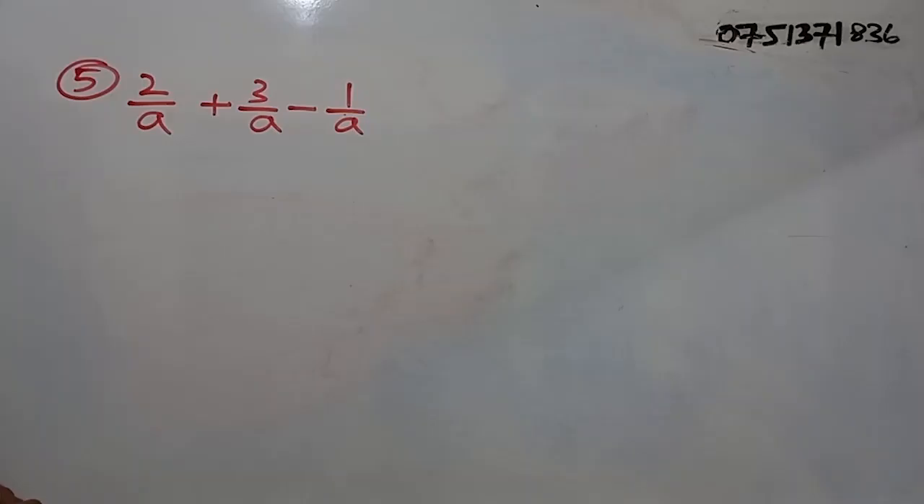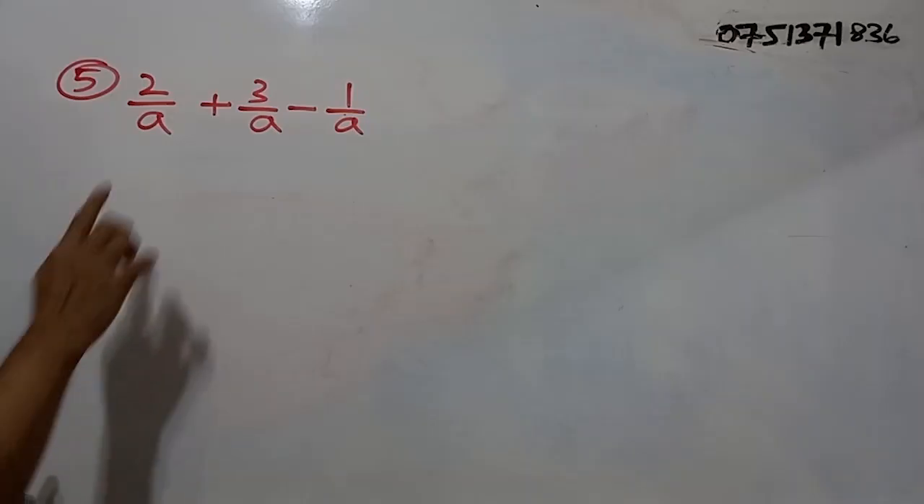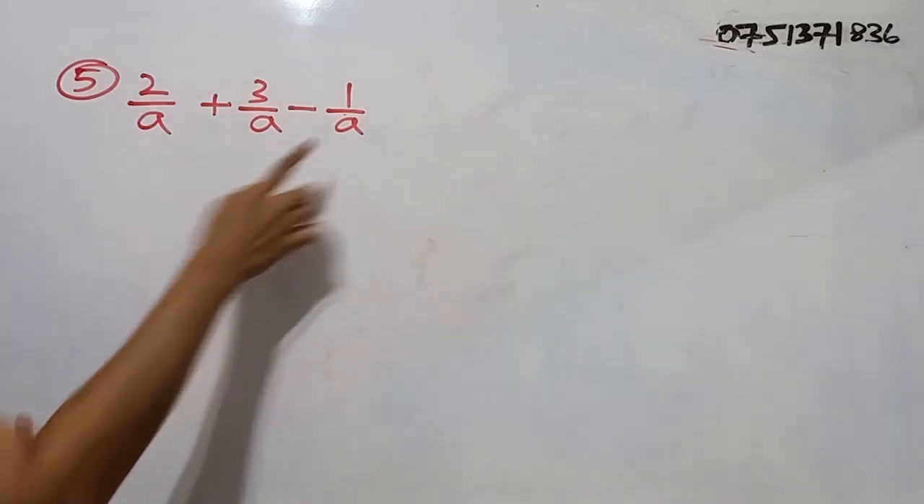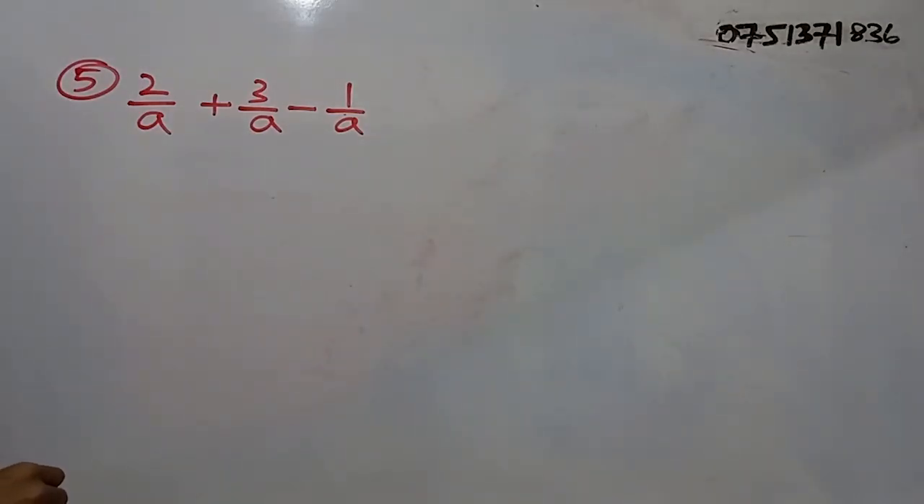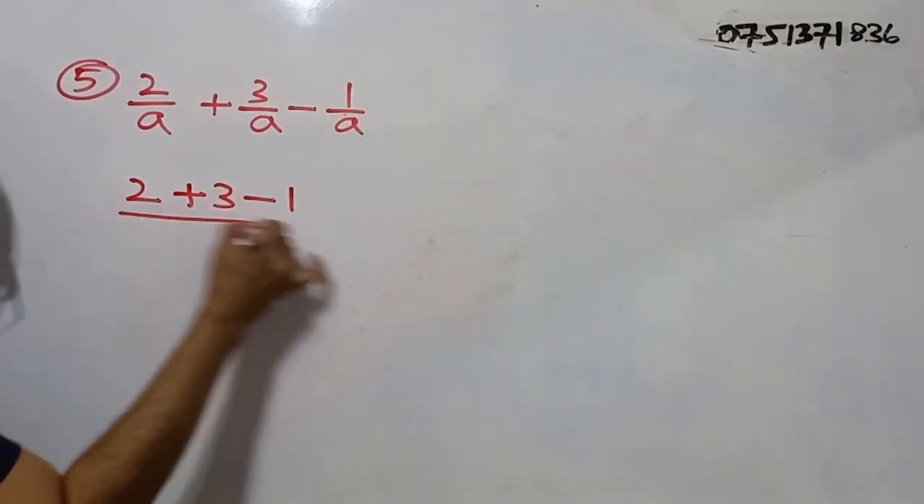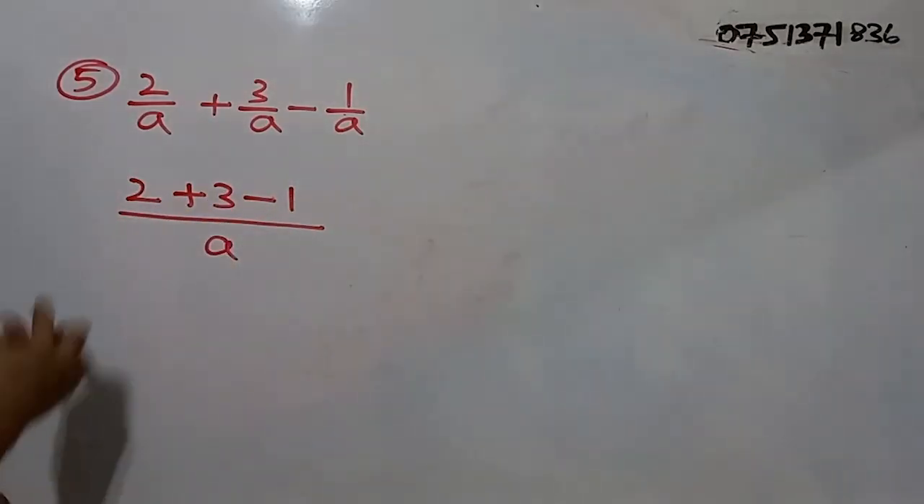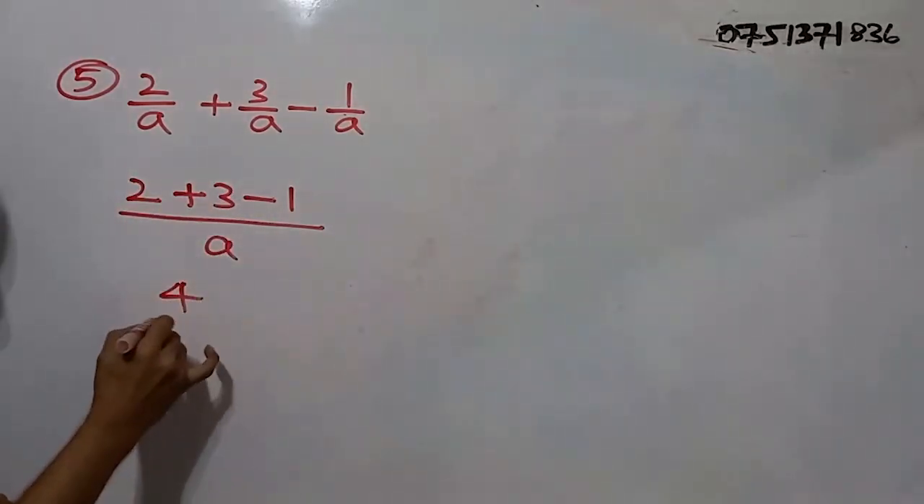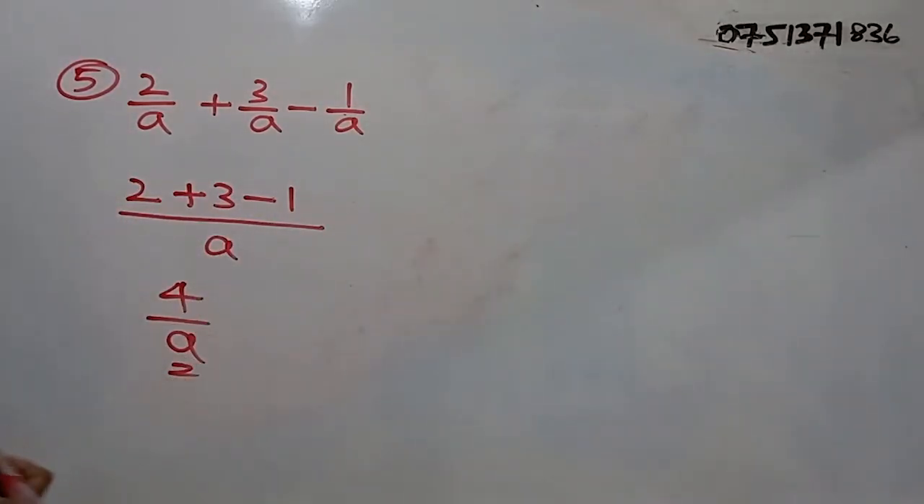Okay, so in the next question, we have 3 algebraic fractions. Fortunately, all of them have the same denominator. So we can simply add the numerators together. So that means 2 plus 3 plus minus 1, entire expression divided by a. 2 plus 3, that is 5. 5 minus 1, that is 4. 4 divided by a. So that's the answer.